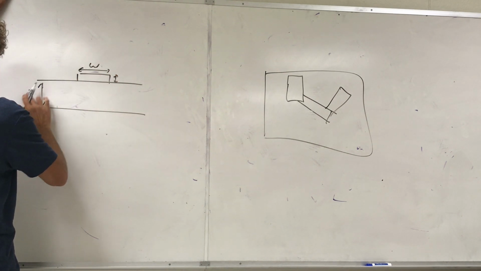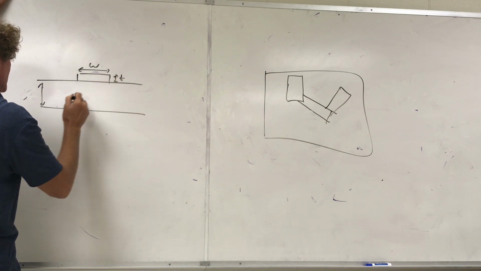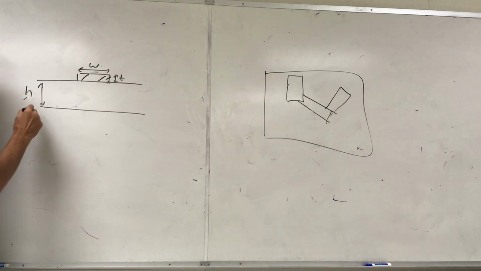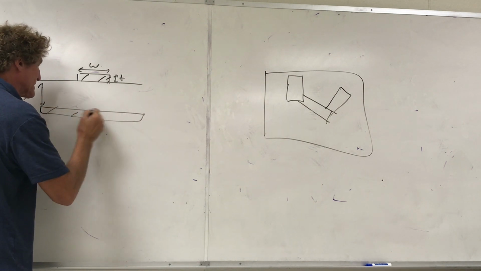I think he does it this way. He calls this the thickness T and this H. Here's really what it is. Now remember, there's copper back here too. The whole back of that thing's copper.